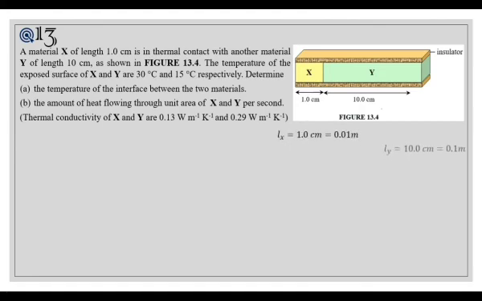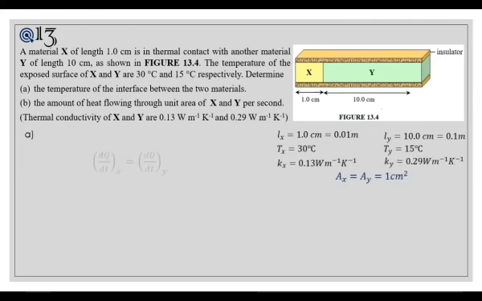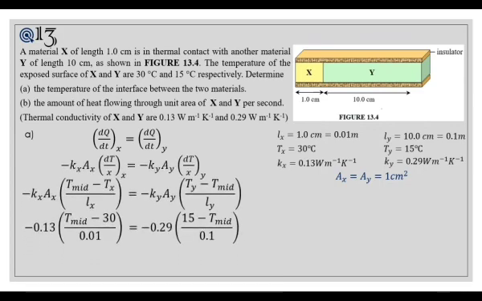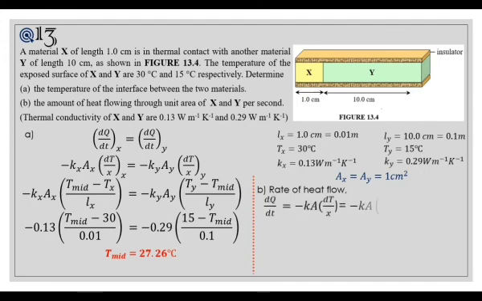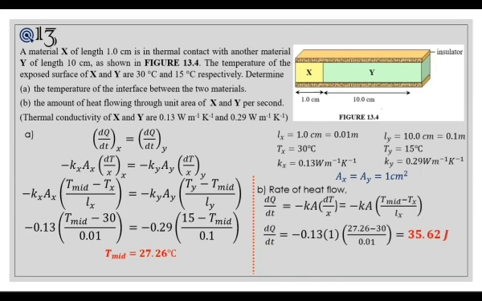So, what we have to do now is extract all the data that have been given in the question. And then, for question A, we could use the formula for the rate of heat transfer for both material X and Y, and then we substitute the values into these equations. And then we finally find the temperature of the interface between these two materials, which is 27.26 degrees Celsius. And next, using the same equation, we could also find the rate of heat flowing through unit area of X and Y per second. We simply substitute the values that we get, and then finally the answer is 35.62 joule.